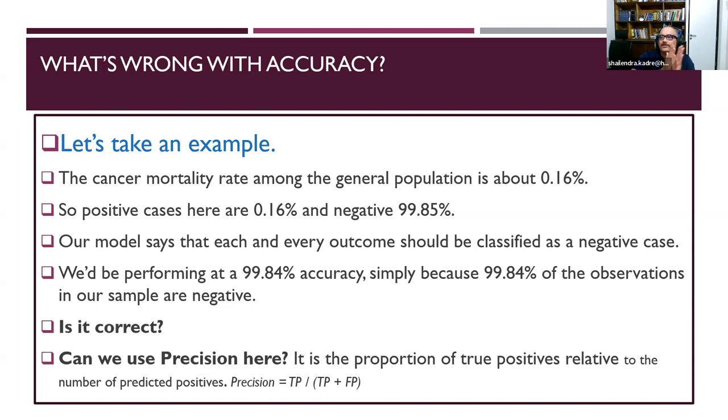So that is the problem with accuracy. Under certain conditions where your positive class is very small, accuracy is not the right measure of the efficacy of your model. Understood? Because whatever you predict, your accuracy will be above 99% all the time.